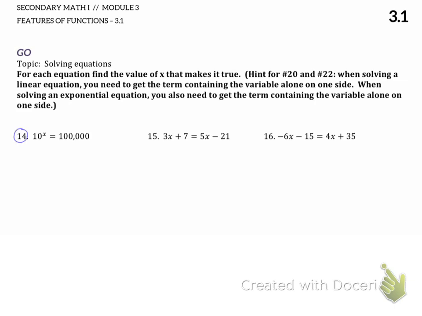14: 10 to the power x is 100,000. All right, so how to do it? I have to figure out what that x is. I have to write the right-hand expression as base 10, and what power is it going to be? 1, 2, 3, 4, 5. So that's power 5. So in the bases I can say x equals 5. That's the answer.